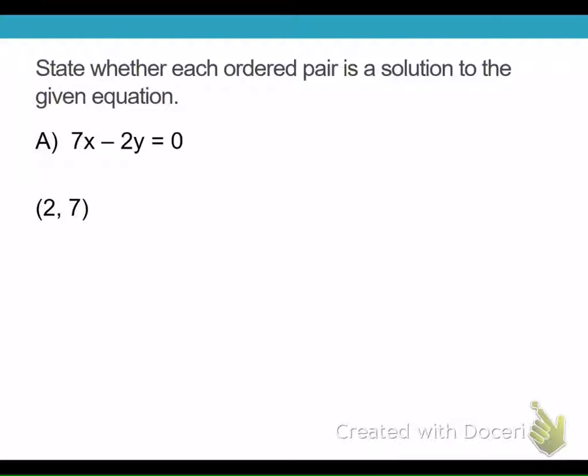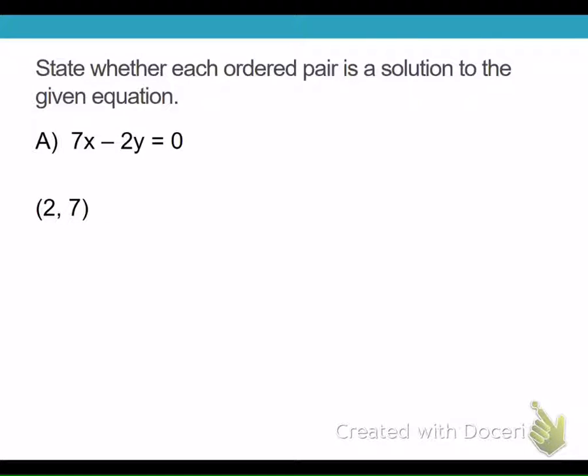Here we go. Part A. State whether each ordered pair is a solution to the given equation. So our equation is 7x minus 2y equals 0. When you have an equation like this, there are multiple combinations that are going to work. Okay? And we list those combinations in ordered pair format. So the first number goes in for the x, the second number goes in for the y. If they work, it's a solution. If they don't work, it's not a solution.